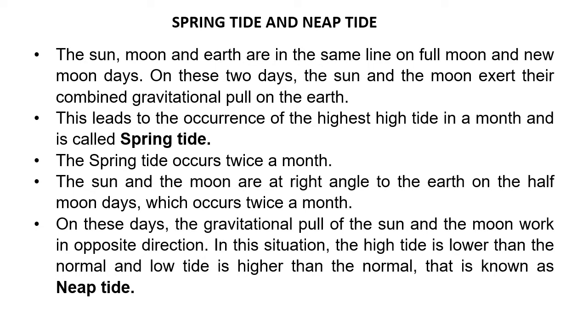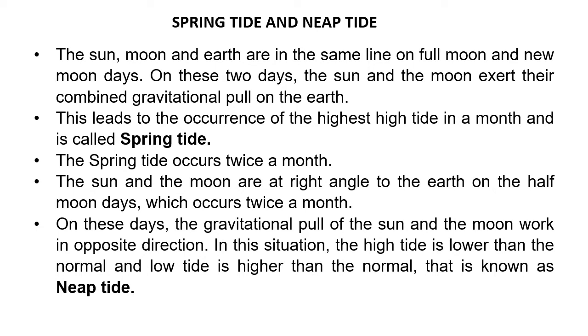High tide means the water which comes near the coast, which is much, much lower. But the low tide, which takes the water away from the coast towards the sea, is much higher. That is known as neap tide. Understood? The sun and the moon are at right angles to the earth on the half moon days.